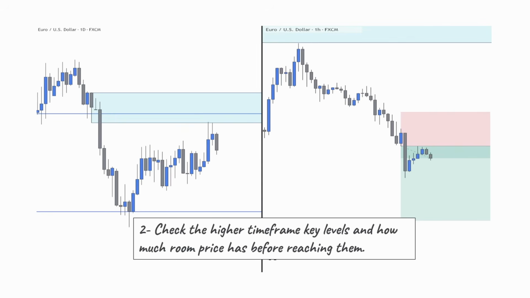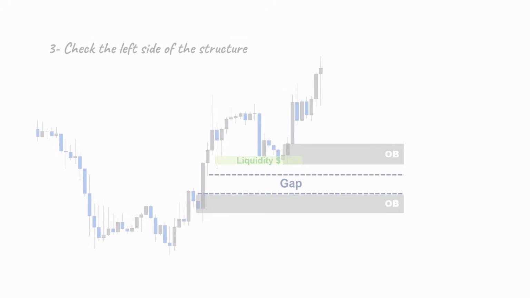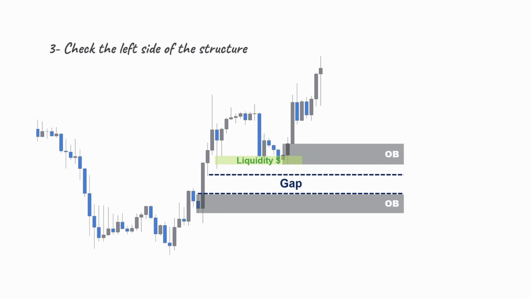Number 2, check the higher time frame key levels and how much room price has before reaching them. A small reaction to a higher time frame key level can be a major direction change in the lower details. When the price mitigates a higher time frame key level, there's a higher chance we will witness a temporary reversal. Also, we should always check the higher time frames to see how much room we have to reach the higher time frame key levels.